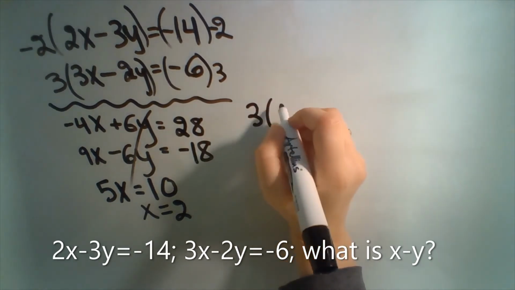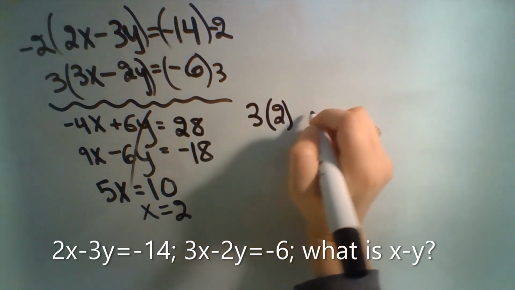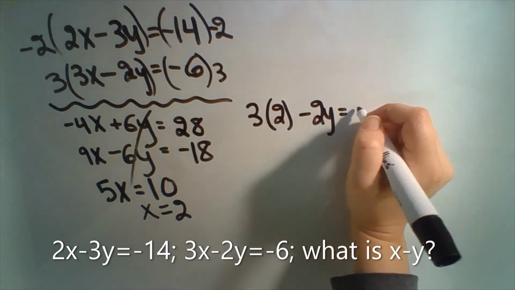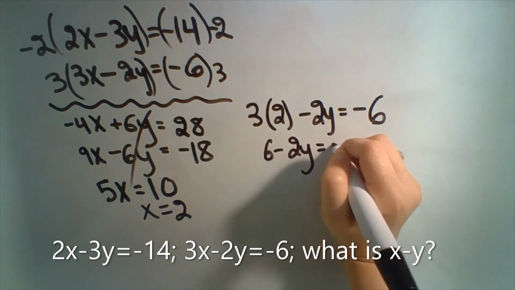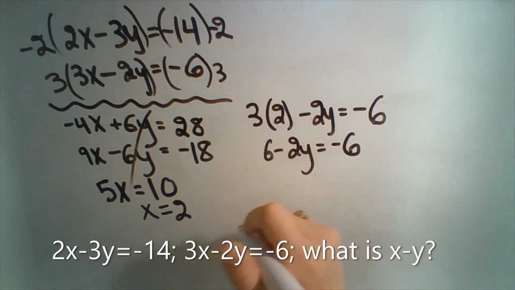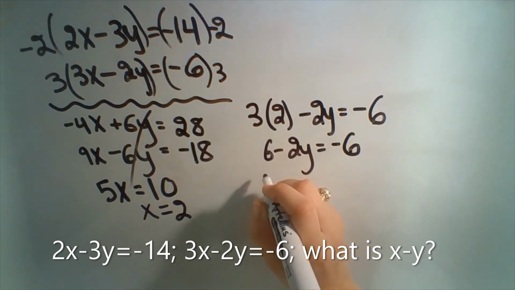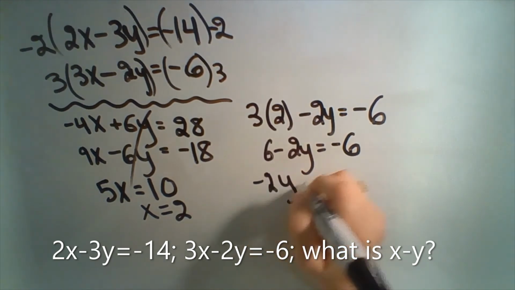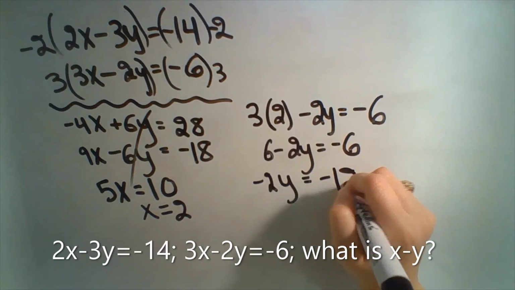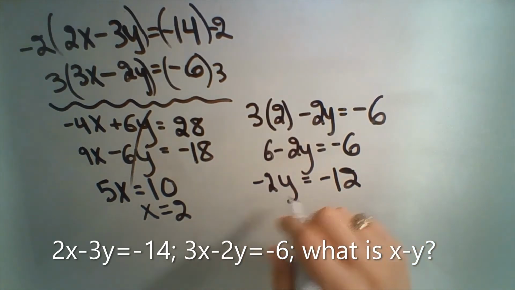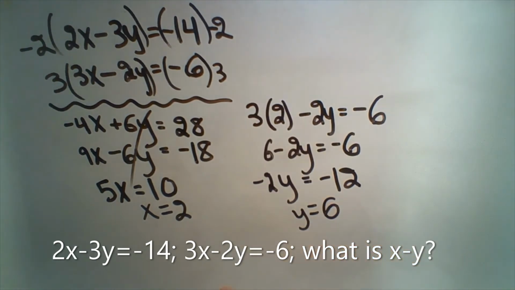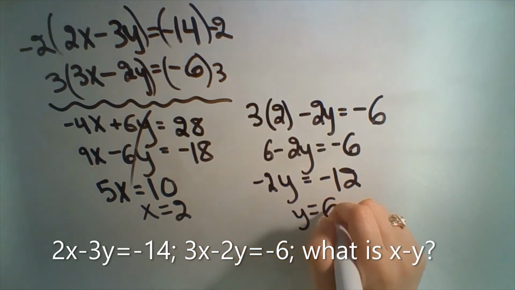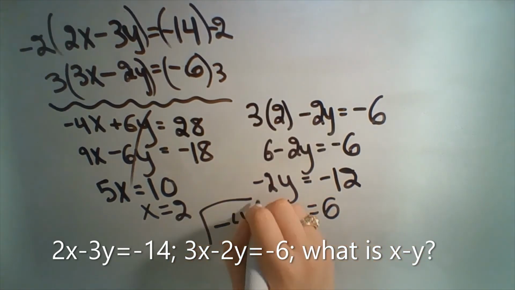I'm going to do 3 times our x value, which is 2, minus 2y is equal to negative 6. 6 minus 2y is negative 6. Let's get y on its own by subtracting 6 from both sides. Negative 2y is equal to negative 12. And now let's divide both sides by negative 2 to get y is equal to 6. So our answer is x minus y, or 2 minus 6, is negative 4.